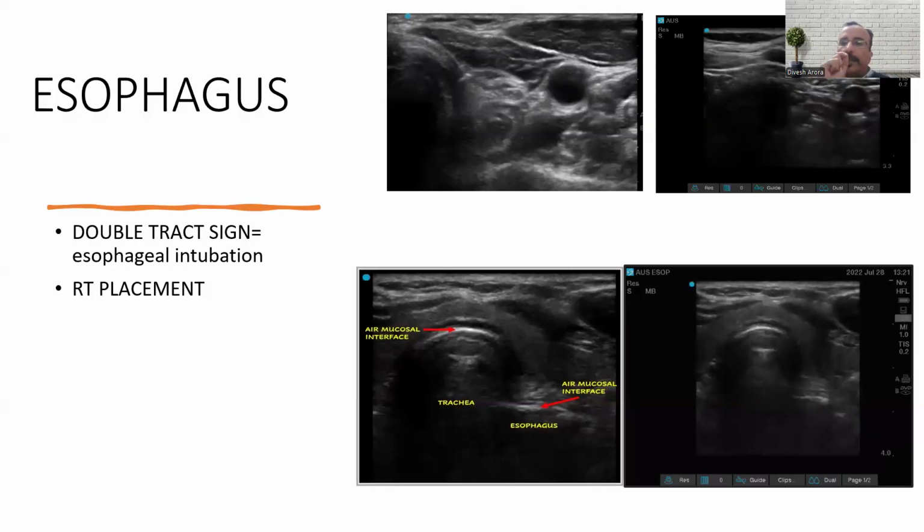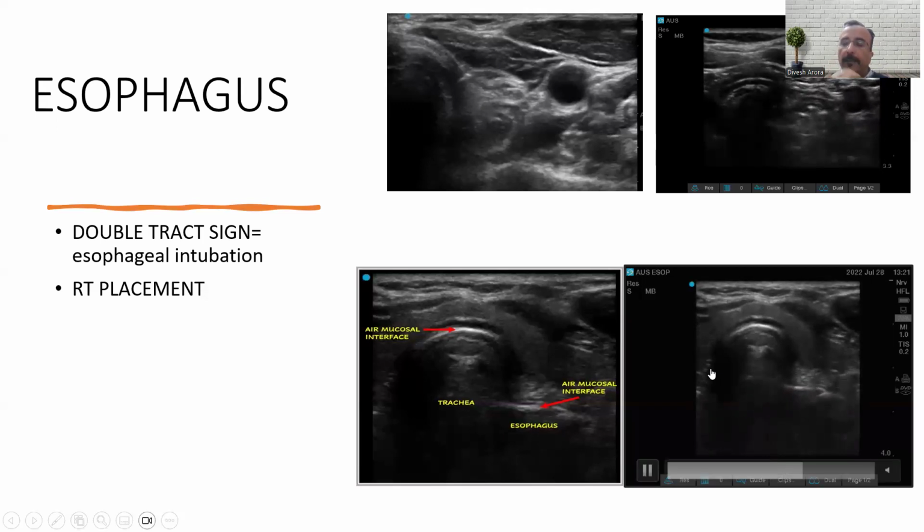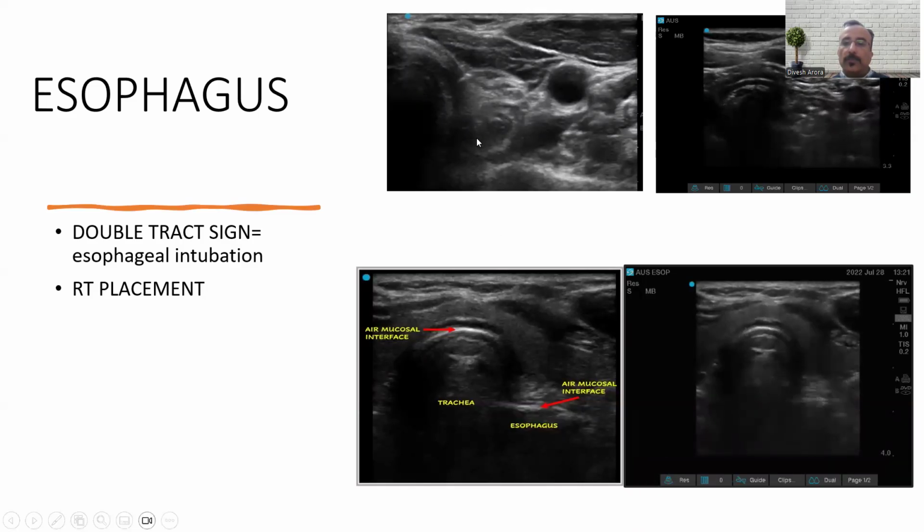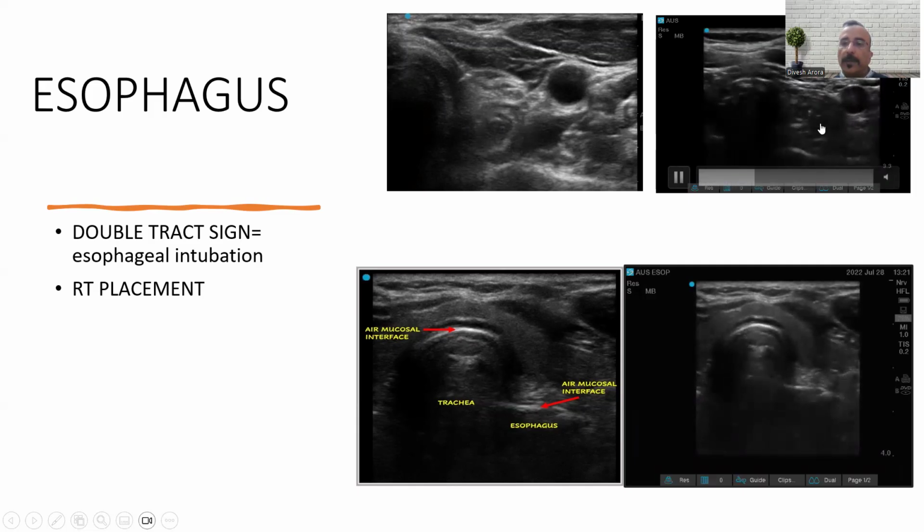So how do we identify the esophagus? For identification of the esophagus, we slide the probe a little towards the left side. And in the suprasternal view, the esophagus would be visible as a soft collapsible tube. For example, in this video, as I'm pointing out, you can see it is appearing as a soft collapsible tube.